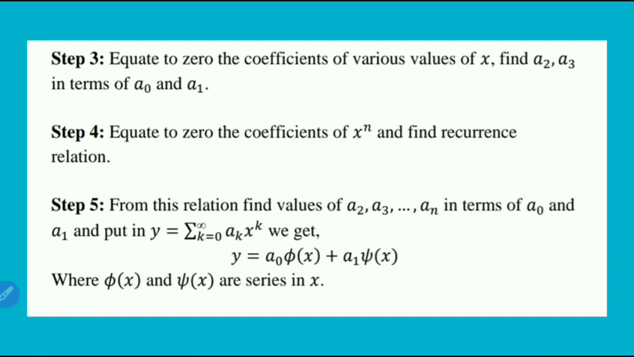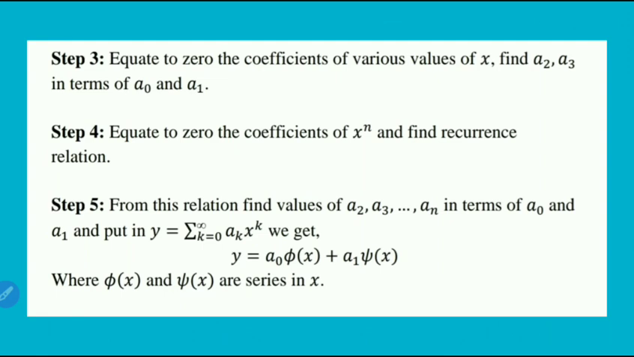So these 4-5 steps you need to follow. Very first, you consider a power series and differentiate that power series with respect to x 2 times. Then substitute the values of the derivatives in the given differential equation, and later on you calculate the values of the constants a2, a3, a4, from a2 onwards, in terms of a0 and a1 using the recurrence relation. The recurrence relation can be obtained by equating to 0 the coefficient of x raised to n.